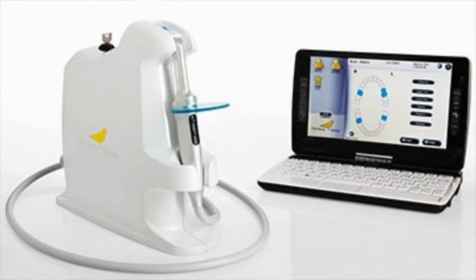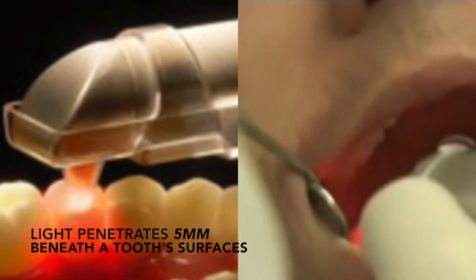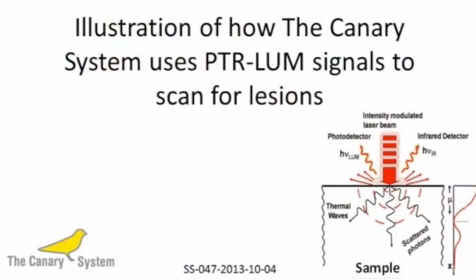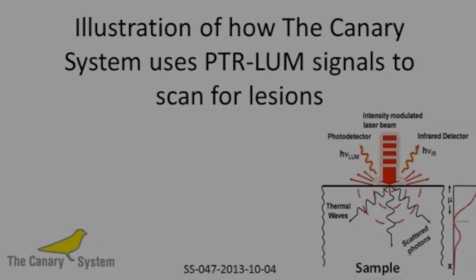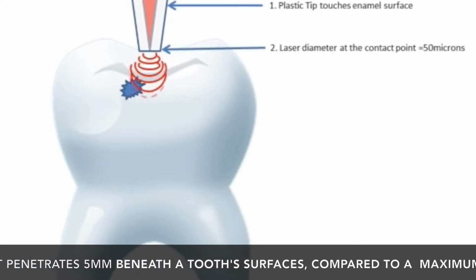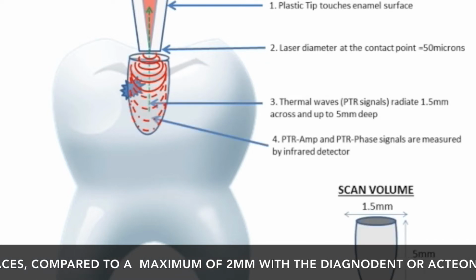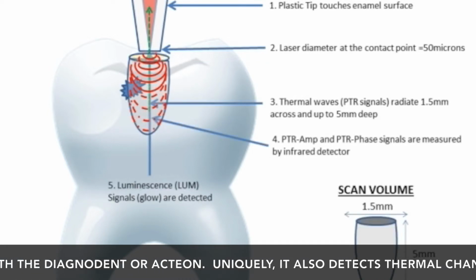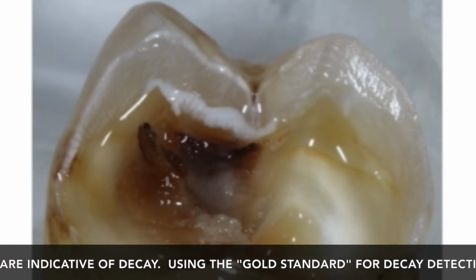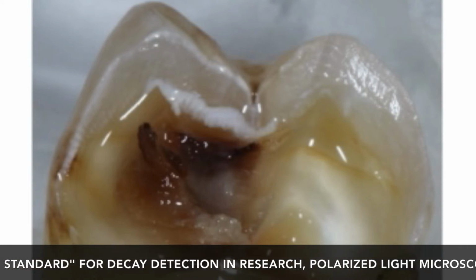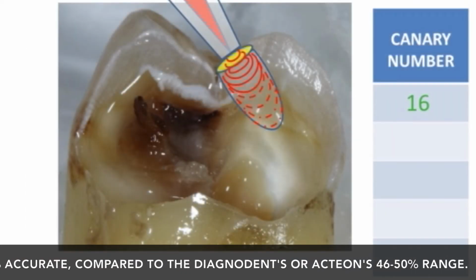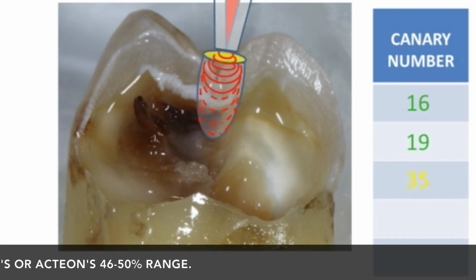The Canary system is the most advanced system. It uses a low-powered laser to detect early decay and other defects in a tooth's crystalline structure not yet discernible on X-rays or with the naked eye during an exam. Look at this cross-section of tooth where the left half is decayed and the right side is healthy. When the Canary operator scans along the tooth's biting surface, it detects the lesion and gives a readout.